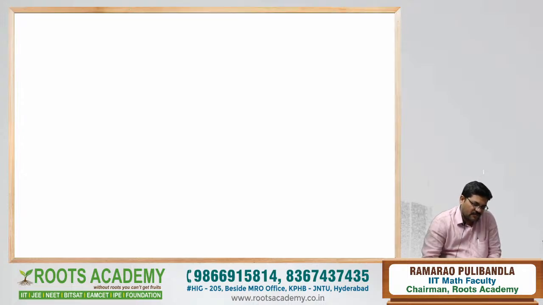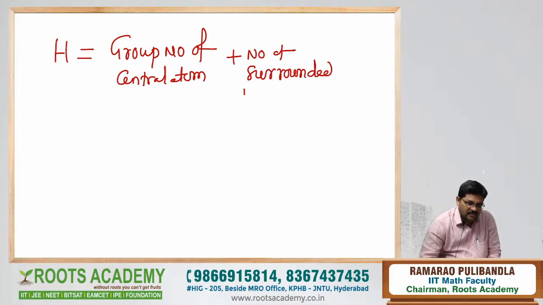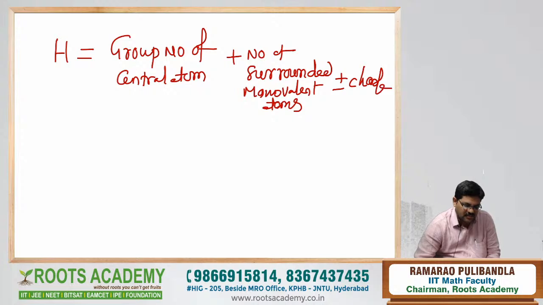What is the formula of hybridization? First I explain the shortcut formula. Hybridization H is equal to the group number of the central atom plus the number of surrounding monovalent atoms. What is monovalent? Single bond formation. Plus or minus charge, divided by 2. This is one of the shortcut formulas for hybridization.